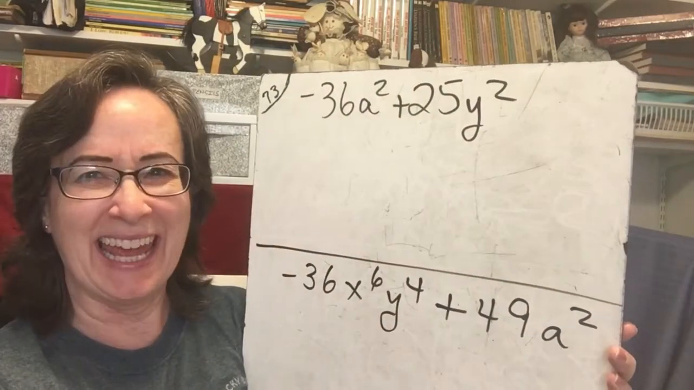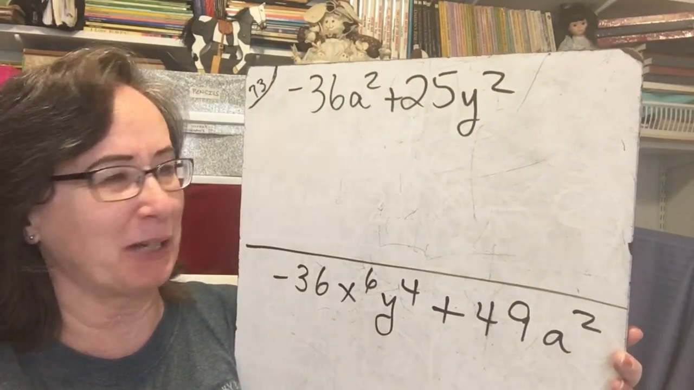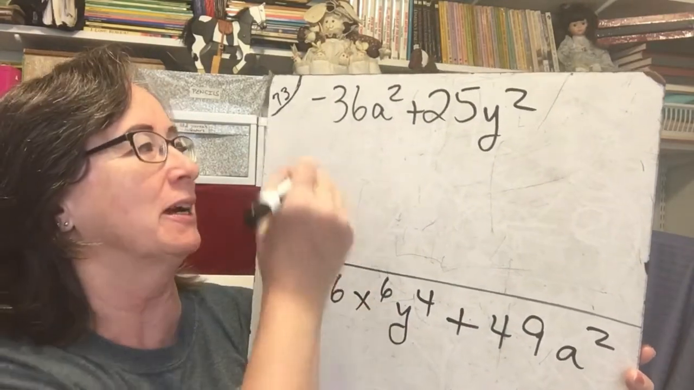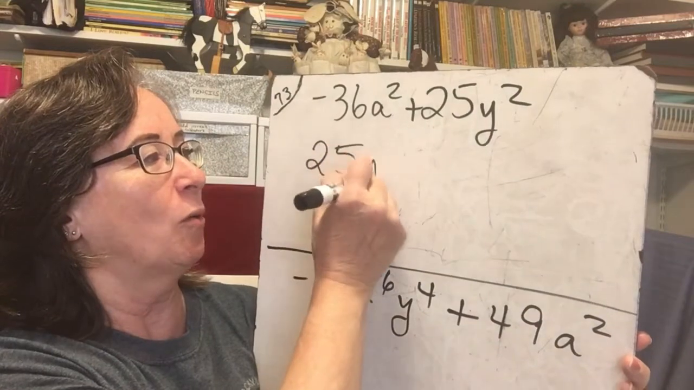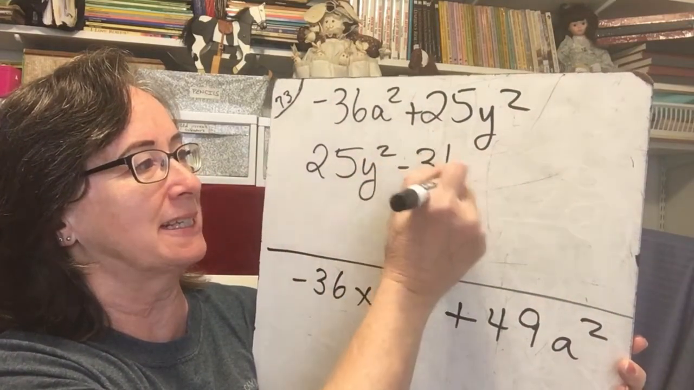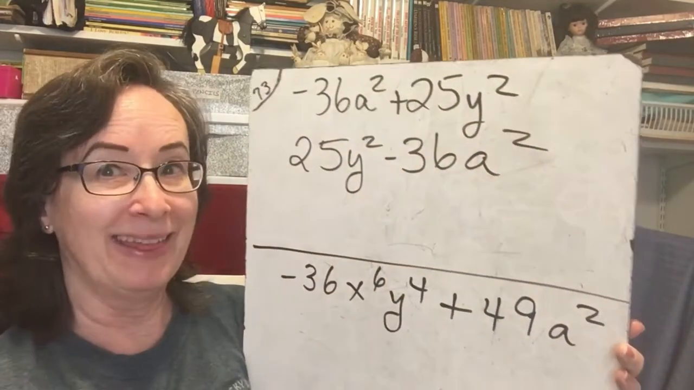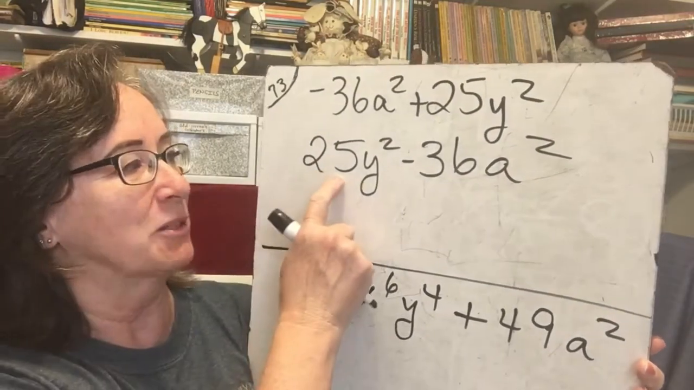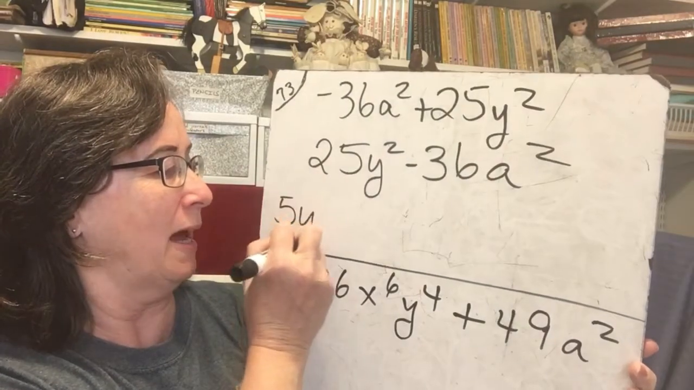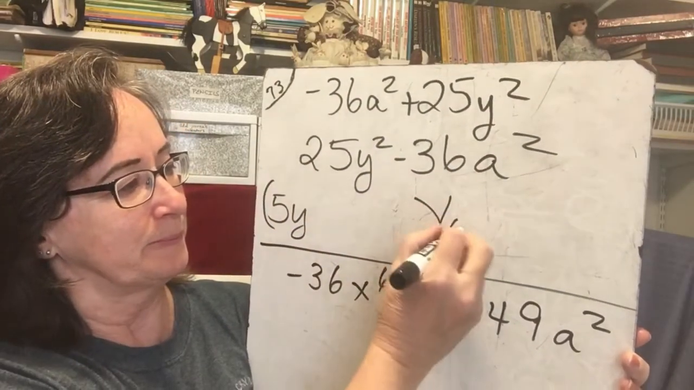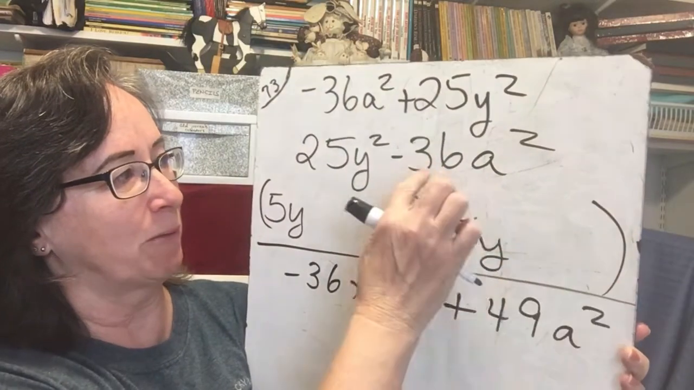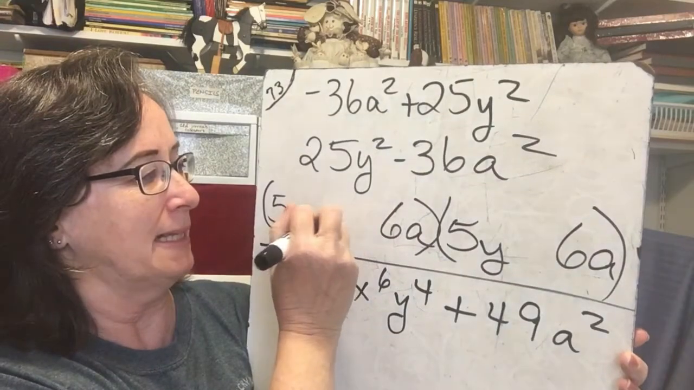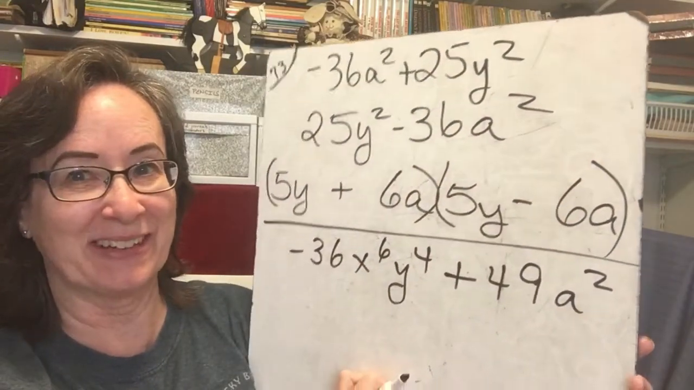This one is not looking real good right away because the minus is in the front. There's a plus in the middle, but what if we switch their order? And we get 25y squared minus 36a squared. Then don't they fit the pattern of a difference of two squares? The square root of this one is 5y. The square root of this one is 6a. Plus and minus, and we're done.